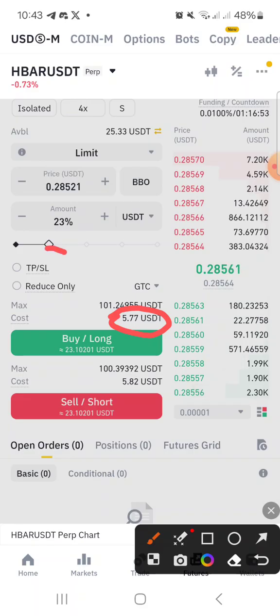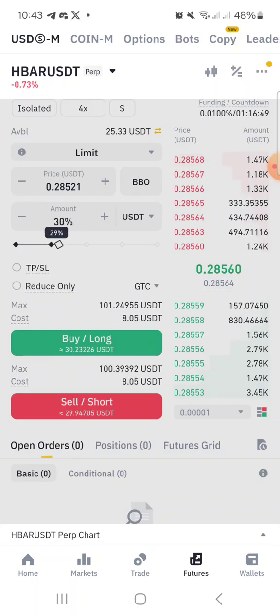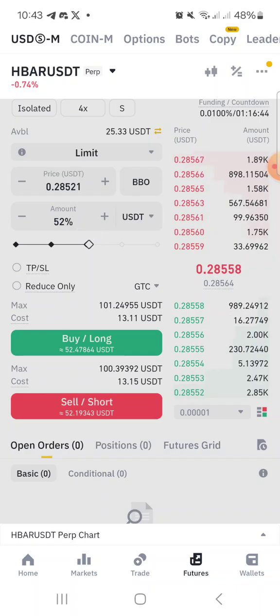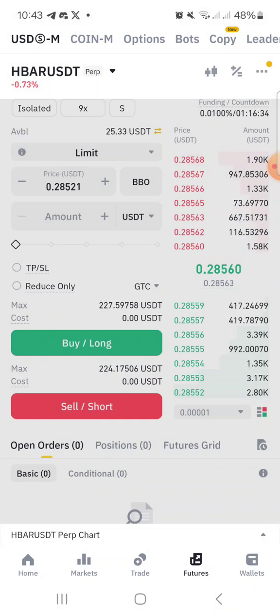Okay, so let's check it again. As I drag it, you see it's going up, it's coming down. So now that is on $13. That is the money that I want to use for the trade. All right. Now I put it at 4x. Let me increase it to 9x and confirm.